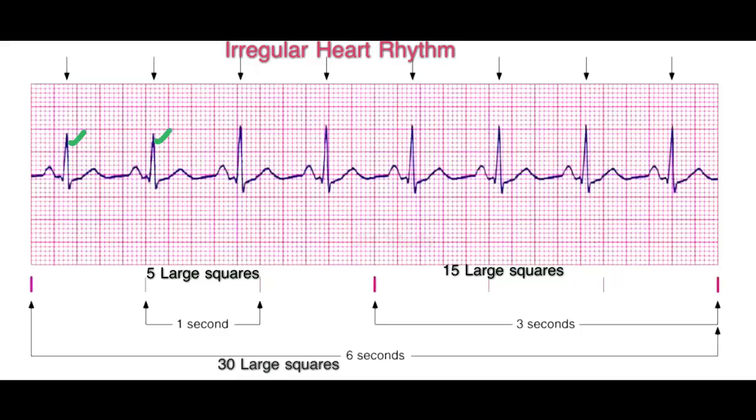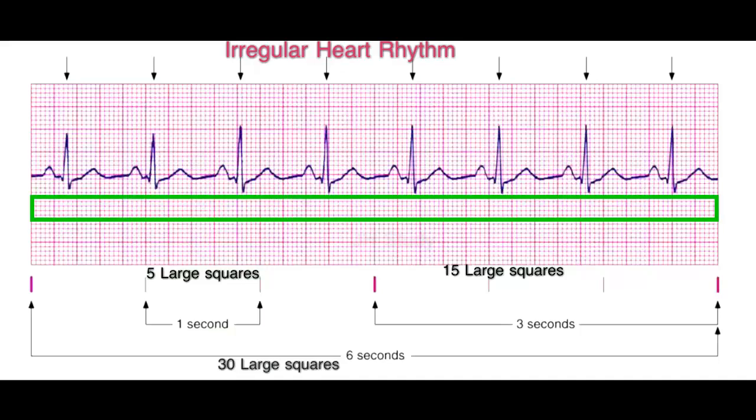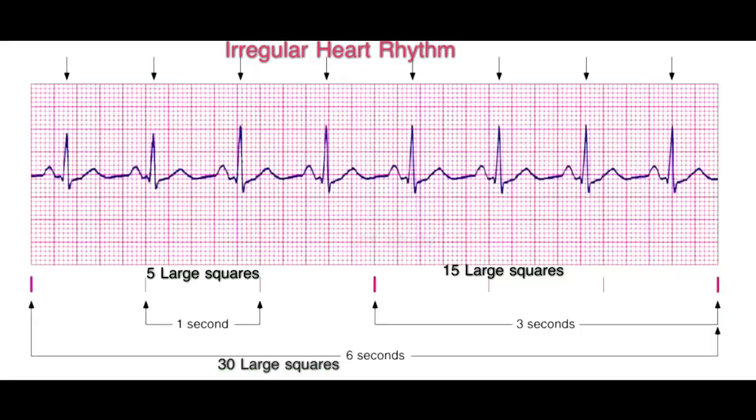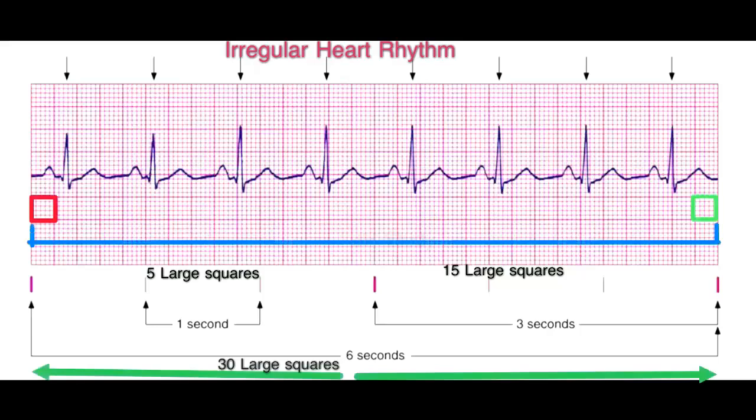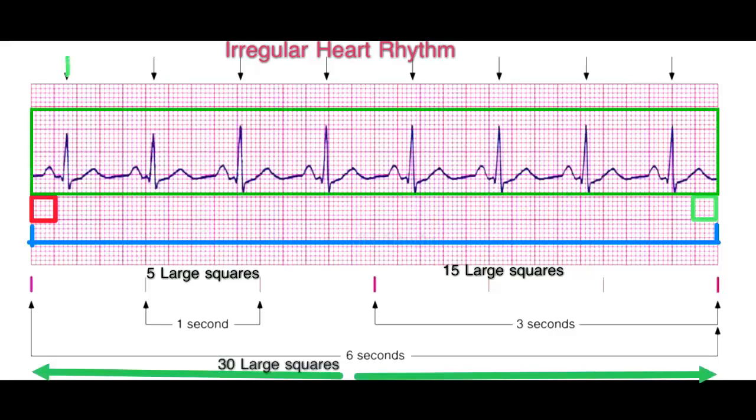Now, let's calculate an irregular heart rhythm. When the number of large boxes between consecutive R waves is inconsistent, we use the 6-second method. Remember, we said 5 large boxes correspond to 1 second. Therefore, 30 large boxes must correspond to 6 seconds. We count 30 large boxes on the strip paper and mark the first and last boxes. Then, we count how many QRS complexes fall within the 30 large square boxes. For this case, we have 8 R waves within the 30 large boxes.